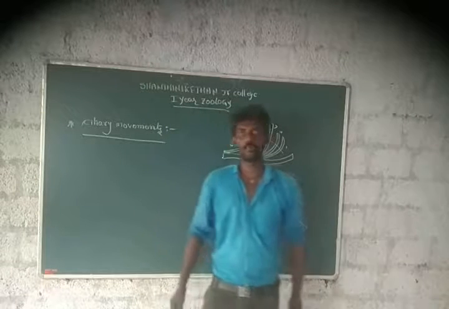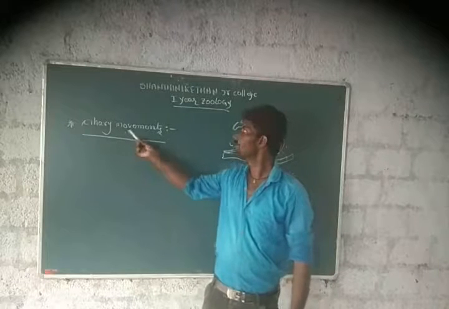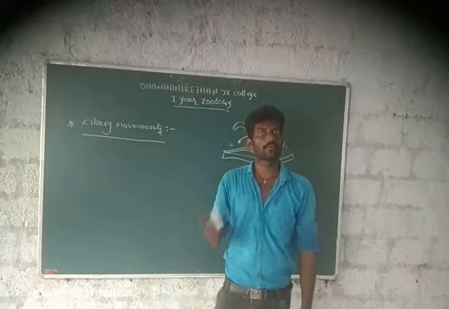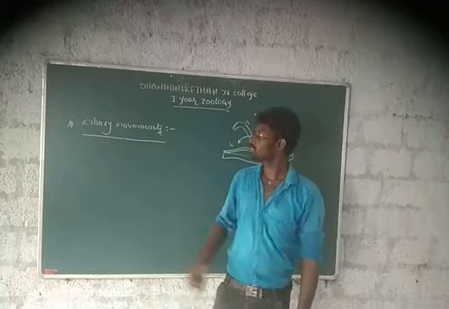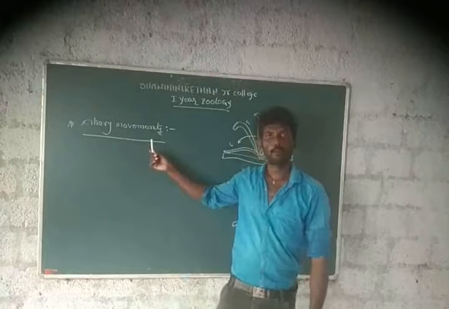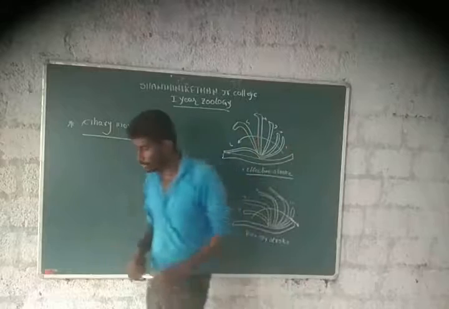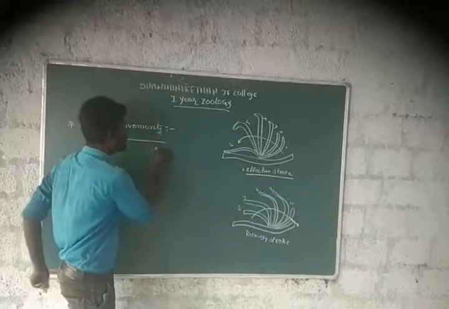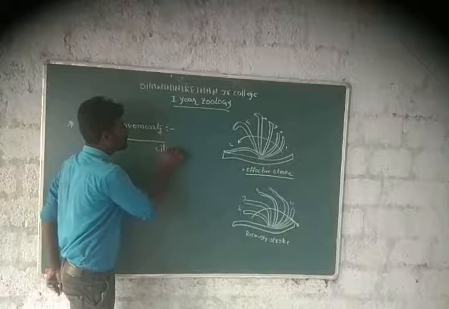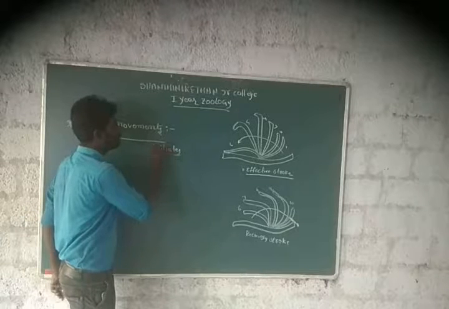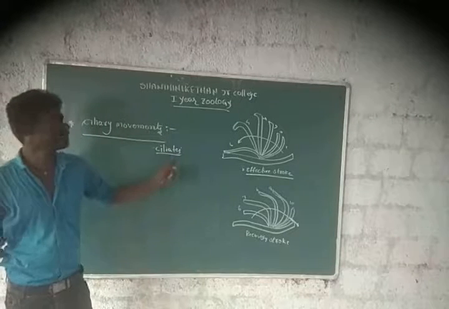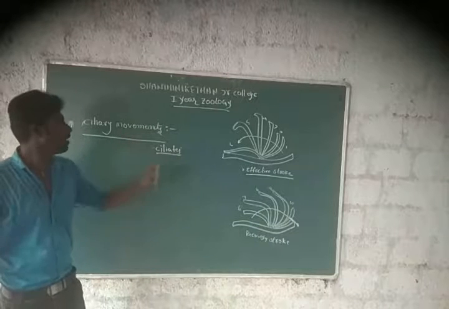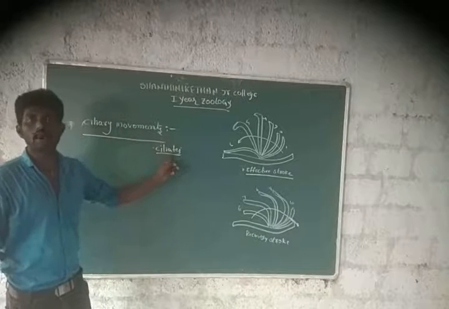Today we are discussing the topic of ciliary movements. In the previous class we discussed flagellar movements. The ciliary movements are observed in ciliates. Observed in which organisms? Ciliates. The ciliary movements are observed in ciliated organisms.